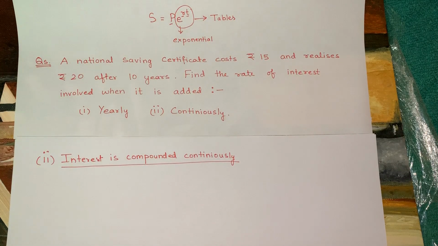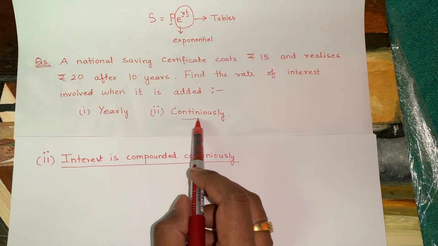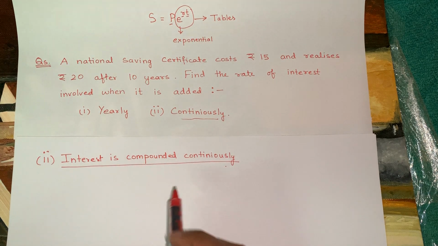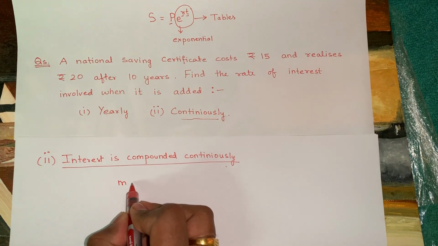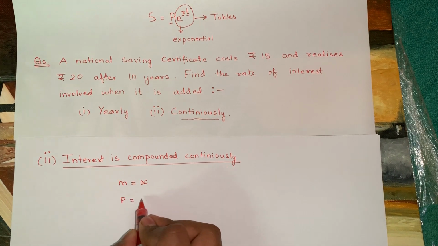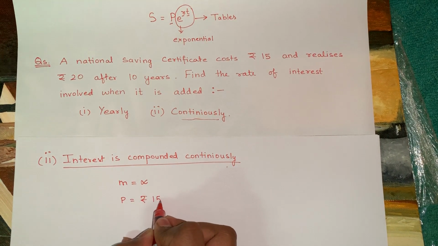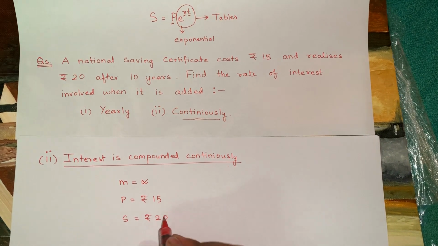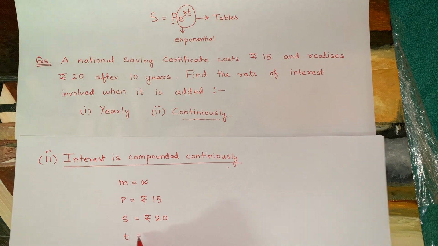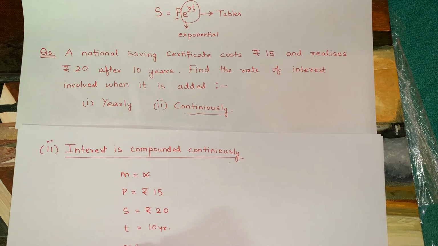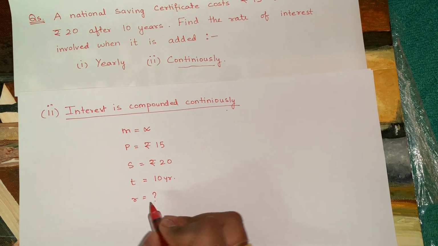Now let's move towards the second part of the question. In the second part, interest is getting added continuously, which means interest is compounded continuously. So when interest is compounded continuously, m is equal to infinity. We know our principal is rupees 15. Amount is also known, which is rupees 20. Time period is also known, which is 10 years. But we need to find out our rate of interest, which is not known to us.